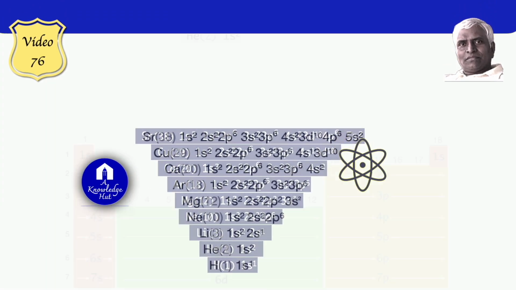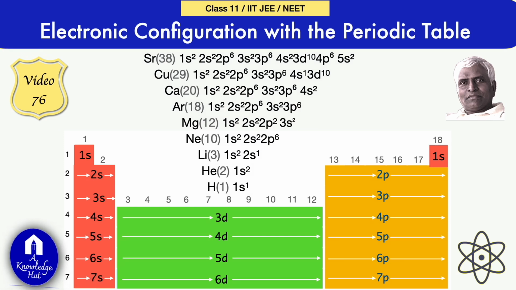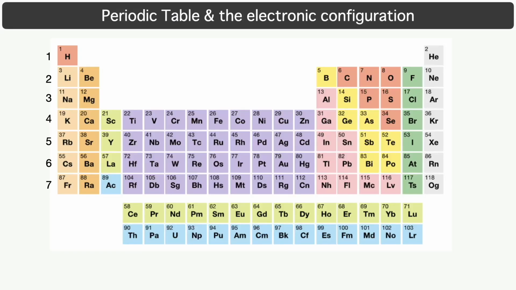In this small video, we learn the technique of determining the electronic configuration of elements using a periodic table. Let us check how closely the periodic table is linked to the electron configuration of elements.